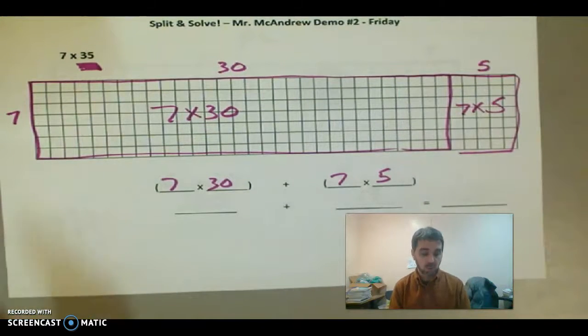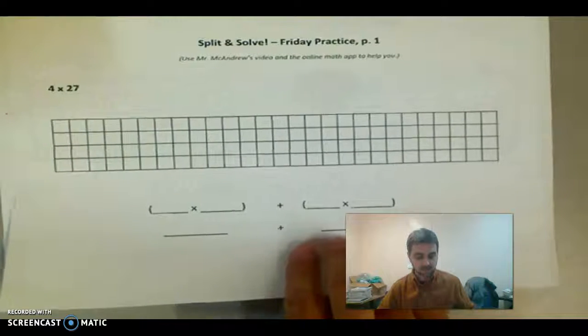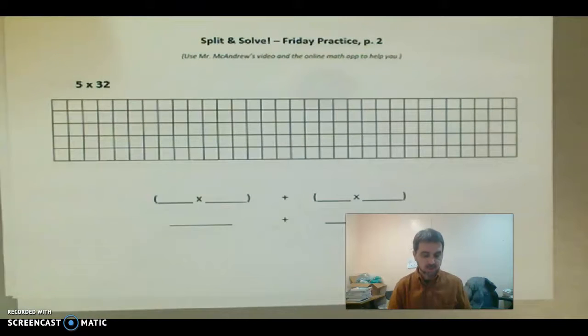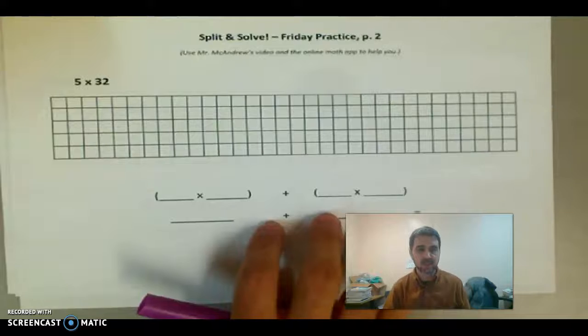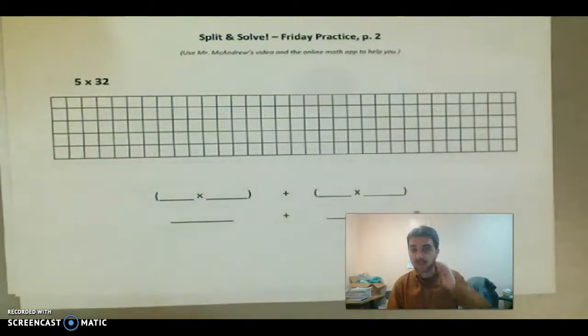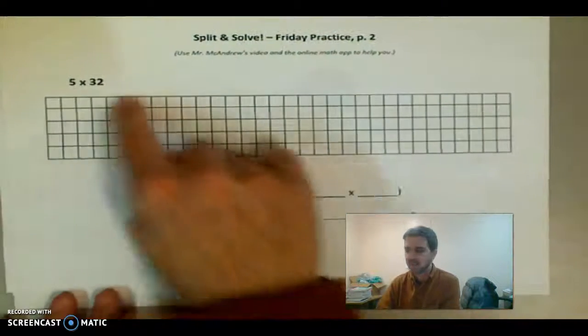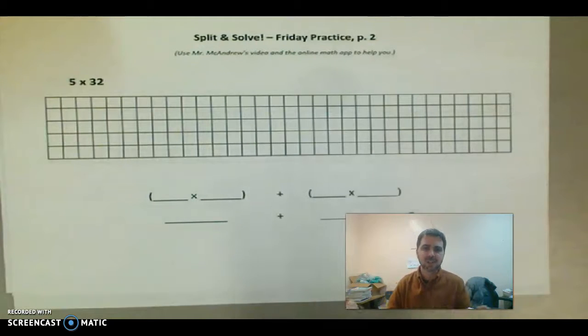So you have practice 1, practice 2, 5 times 32. And when you're done with this, I want to show you one more thing. So if you could pause the video now and work on this, I want to show you how you could solve an even larger multiplication problem without using grids. Because at some point, the grids just don't fit, right? This is 32. Imagine doing like 70 or 80 something. It just doesn't fit. So I'm going to show you how you can do that.